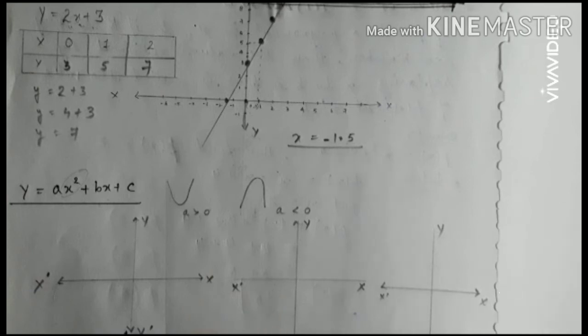For the biquadratic, how many zeros will there be? For the biquadratic, the highest degree is 4. That means the degree of a biquadratic is 4. So there will be 4 zeros.